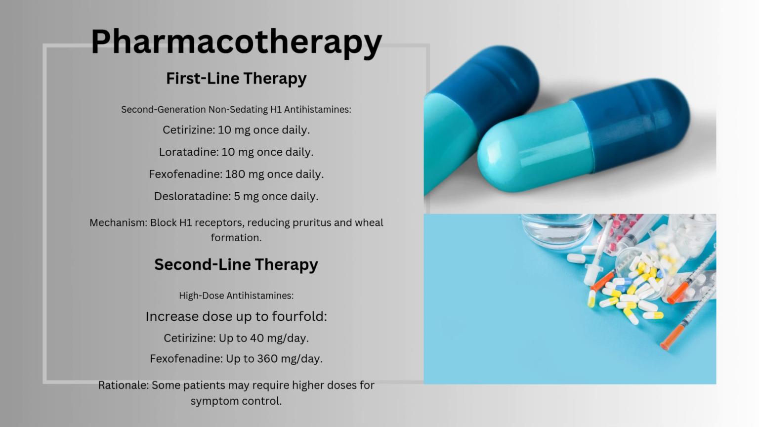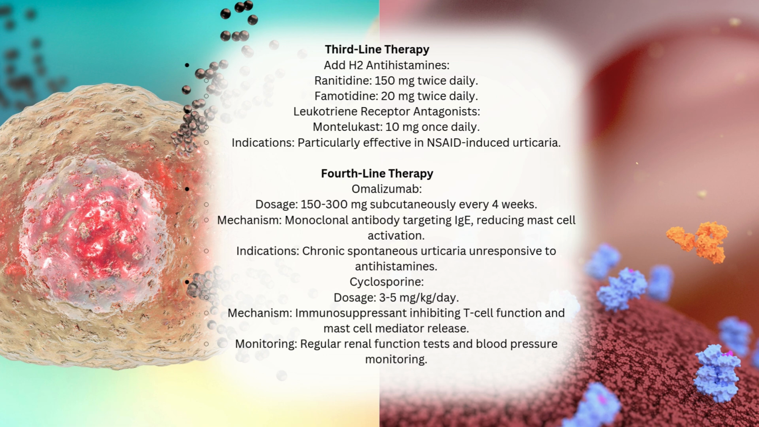If symptoms persist after 2 weeks of first-line therapy, we move to second-line treatment. This involves updosing antihistamines, increasing the dose up to 4 times the standard amount. For instance, cetirizine can be increased to 20 to 40 mg daily, or fexofenadine to 360 mg daily. Some patients require these higher doses for adequate symptom control. When higher doses of H1 antihistamines are insufficient, we escalate to third-line treatment.